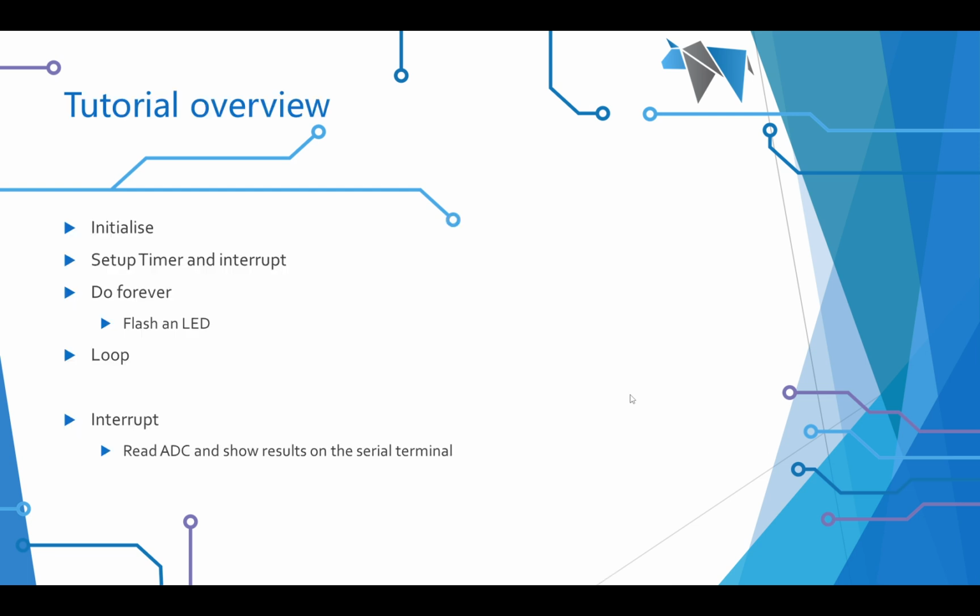What I'm going to do is initialize everything, set up the timer, set up the interrupt, and flash the LED forever. You're seeing that already. It's just going to loop back forever and keep flashing that LED. However, every time there's an interrupt, it will read the ADC and show the results on a serial terminal. Oh, that sounds ominous. Let's have a look at that.